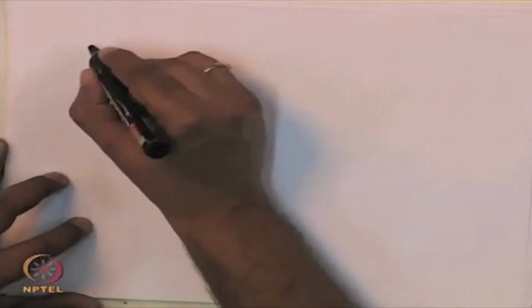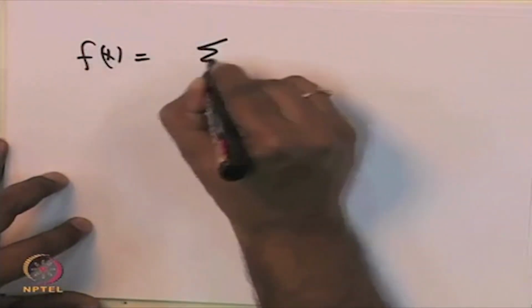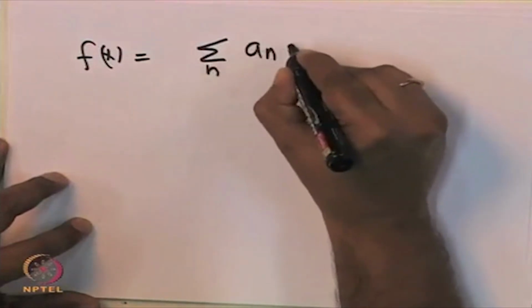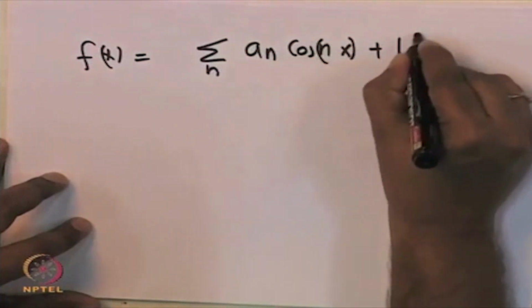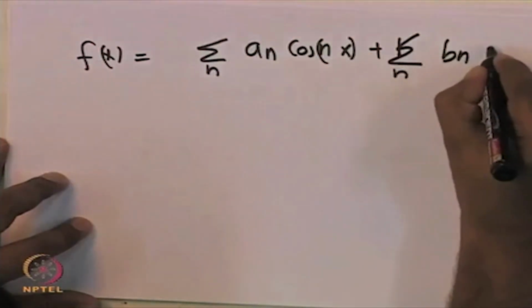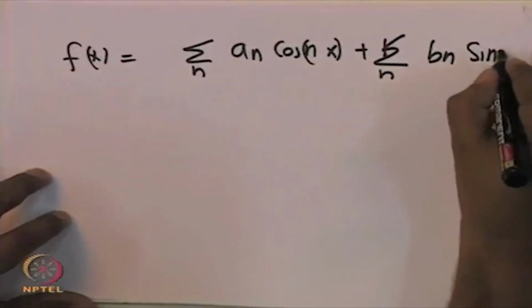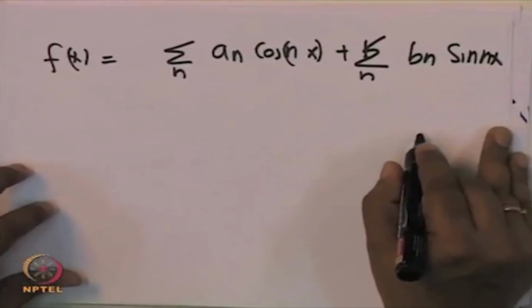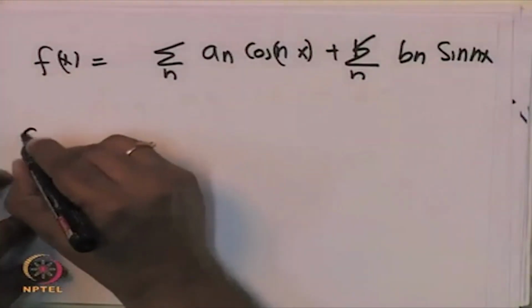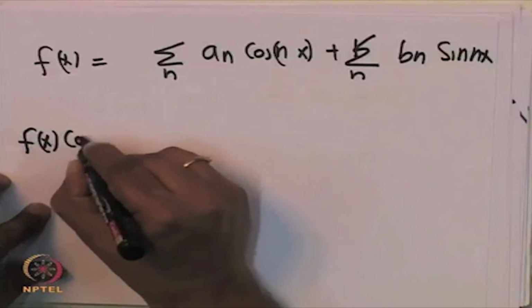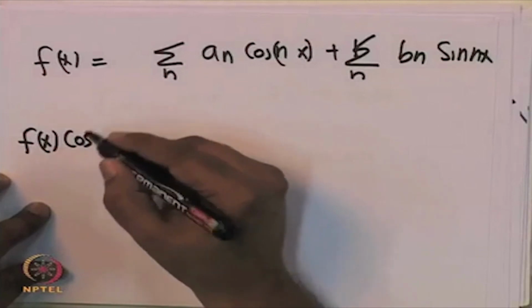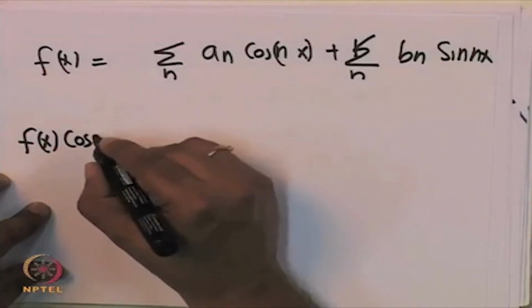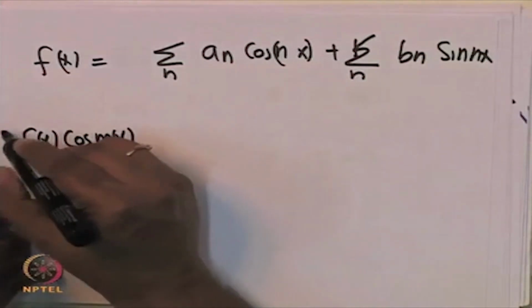So, if you take f of x as the sum over n of a n cos n x plus the sum over n of b n sin n x, then you multiply f of x with some particular function, let us say, let me multiply this with cos m x and integrate.